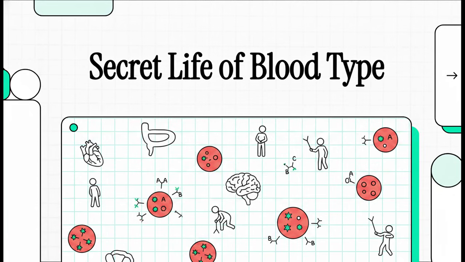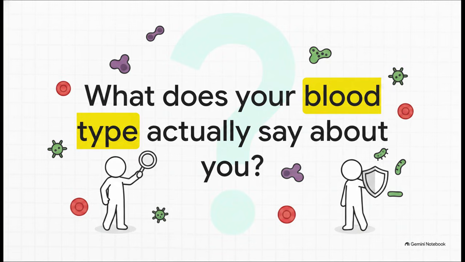Those little letters and symbols actually represent tiny, incredibly specific molecular differences right on the surface of your red blood cells. And as it turns out, those differences can totally influence how your blood interacts with the rest of your entire body. So, what does your blood type actually say about you?